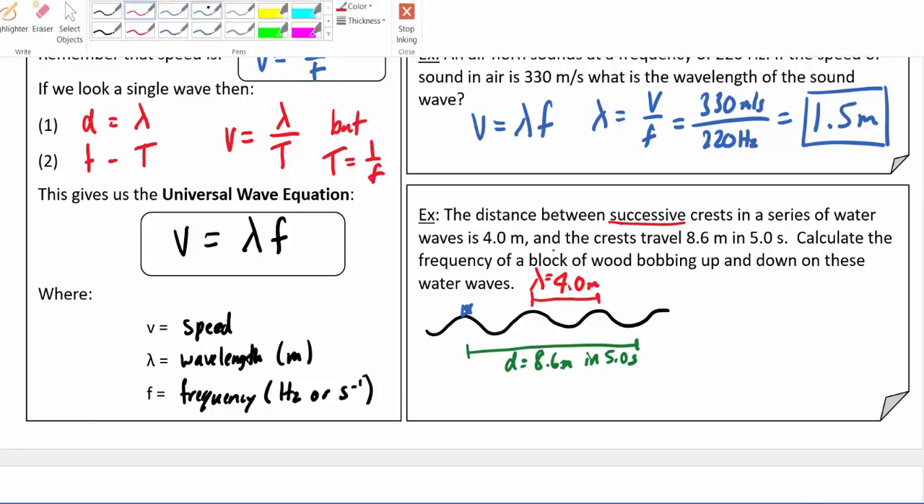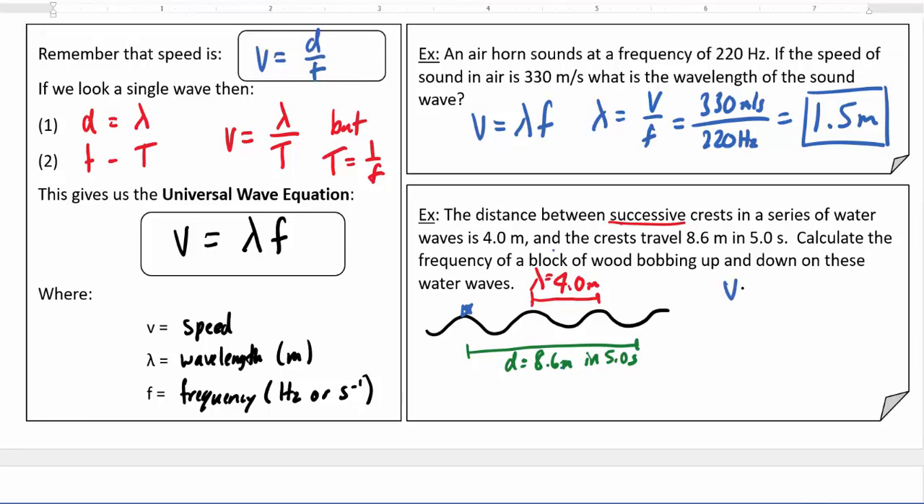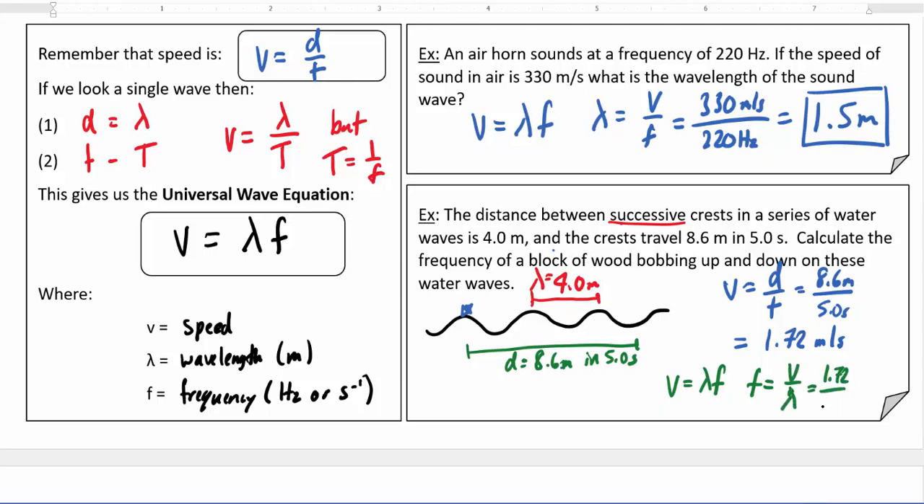So to find the frequency, maybe first we could find the speed. We know that speed is equal to distance over time. So 8.6 meters divided by 5.0 seconds gives us a wave speed of 1.72 meters per second. If we now turn to our universal wave equation, where speed is equal to wavelength times frequency, we can see that frequency will just equal speed divided by wavelength, which is 1.72 divided by 4, which gives us a final answer of 0.43 hertz. All right, that's it for lesson 1.